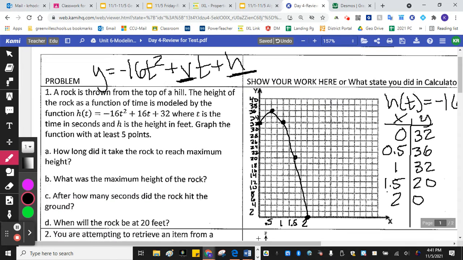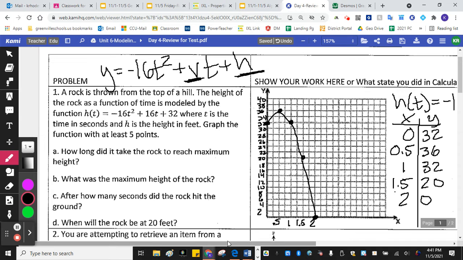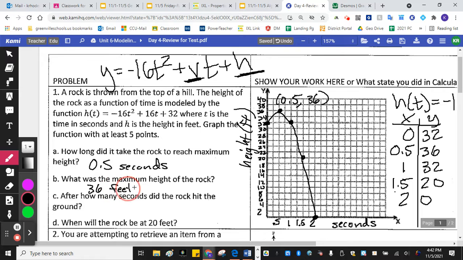Zoom out. How long did it take the rock to reach its maximum? Well, here's my vertex, 0.5, 36. Remember, x is time, so we'll say seconds. Y is height, and we're talking feet. So the time to reach the maximum is 0.5 seconds. What is the maximum height? That's the y of my vertex, 36 feet.